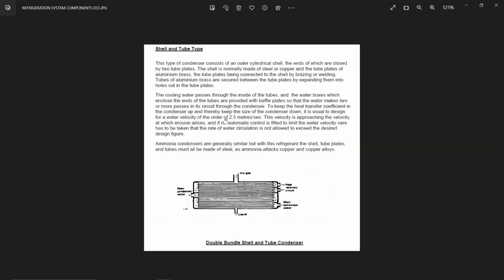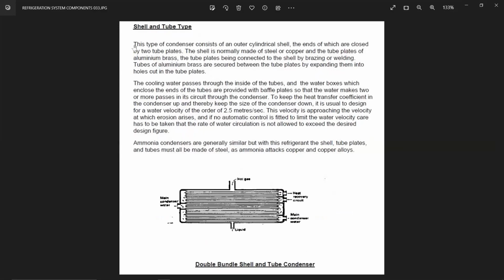Then the shell and tube type. This type of condenser consists of an outer cylindrical shell, the ends of which are closed by two tube plates. You see here. The shell is normally made of steel or copper, and the tube plates of aluminum brass, connected to the shell by brazing or welding. Tubes of aluminum brass are secured between the tube plates by expanding them into the holes cut into the tube plates.